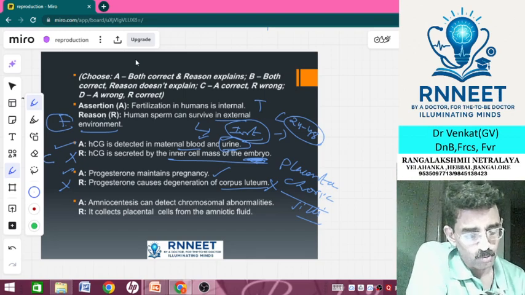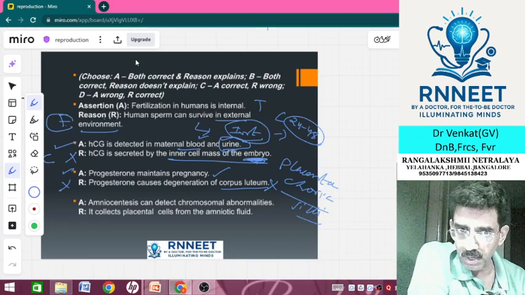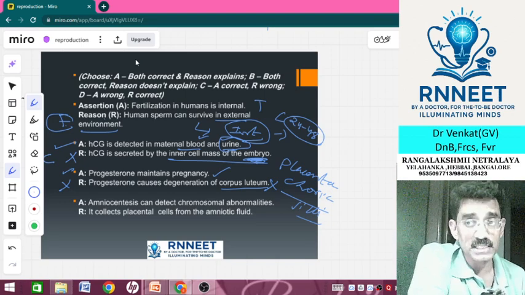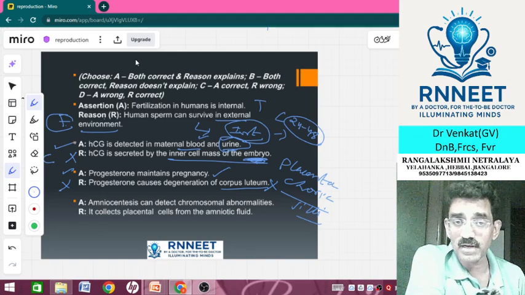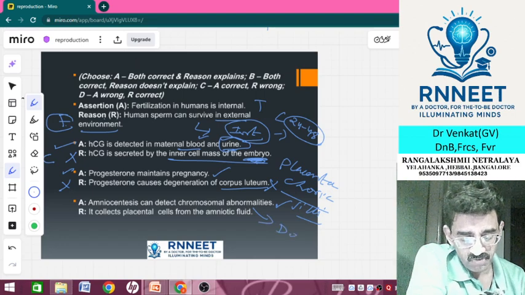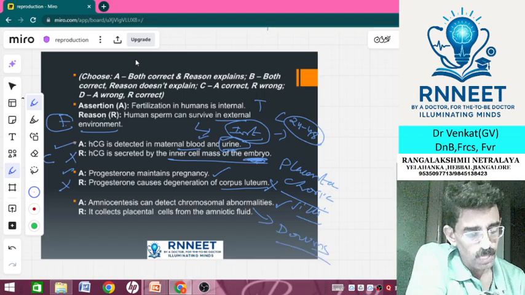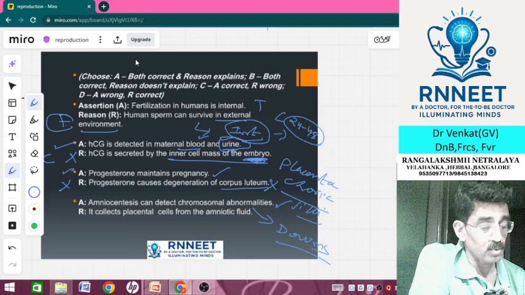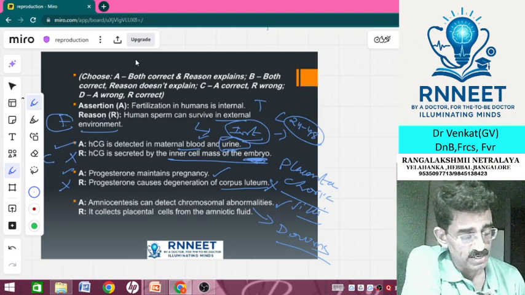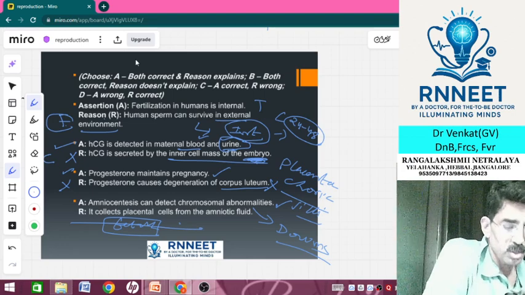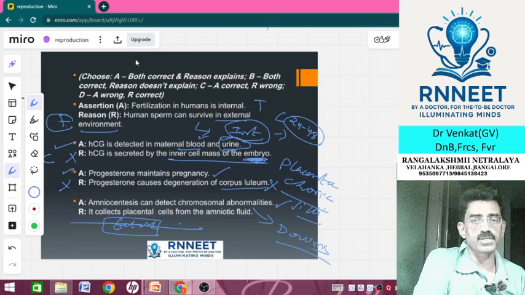Amniocentesis can detect chromosomal abnormalities. Is it possible? Yes, you can do DNA testing where you take the cells. What cells? The fetal cells, and identify chromosomal abnormalities, especially for detection of Down's syndrome. Reason: it collects placental cells from the amniotic fluid. The amniotic fluid may have placental cells also, but it detects the fetal cells and not the amniotic cells. Okay, good. So these are some of the very important questions.